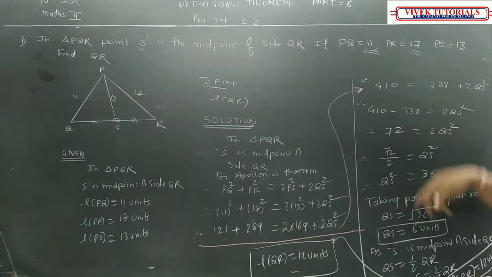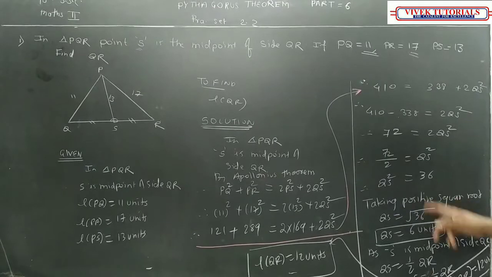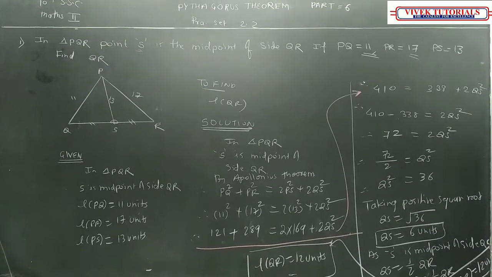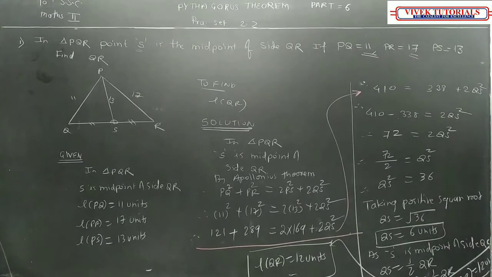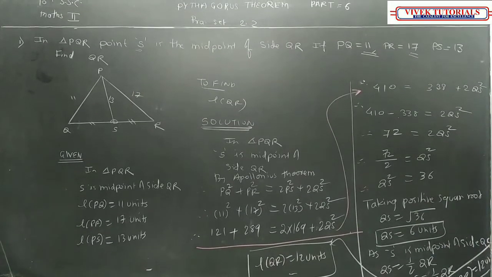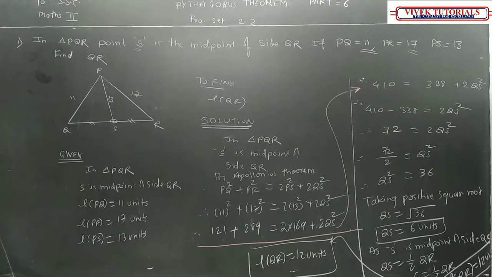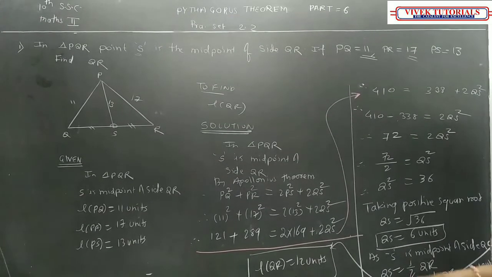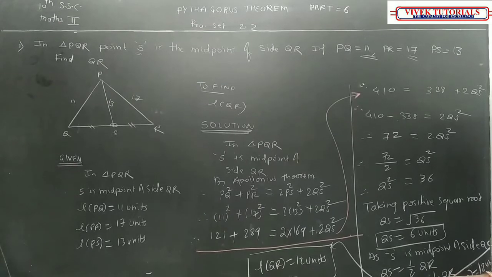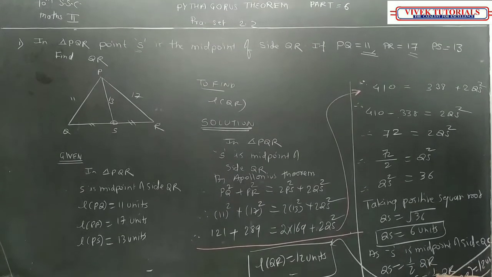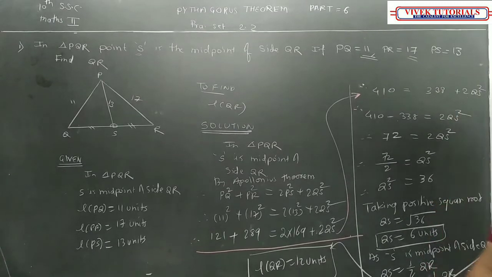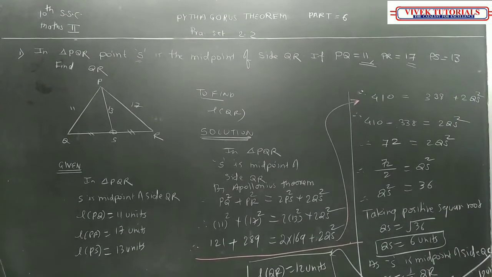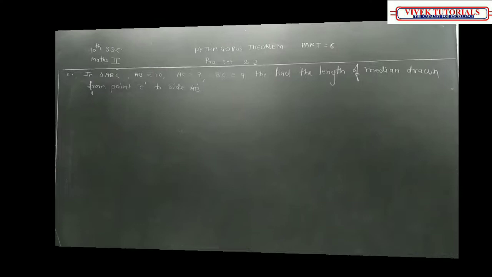And after solving, you got QS square is equal to 36. What are you going to write? Taking positive square root, QS is equal to positive root of 36, that is QS is equal to 6 units. But they are not asking QS, they are asking QR. QR is twice of QS, as S is the midpoint of side QR. So QS is equal to half of QR, 6 is equal to half of QR, QR is equal to 12. Or you are going to write QR is equal to 12 units. Copy it by pausing the video.